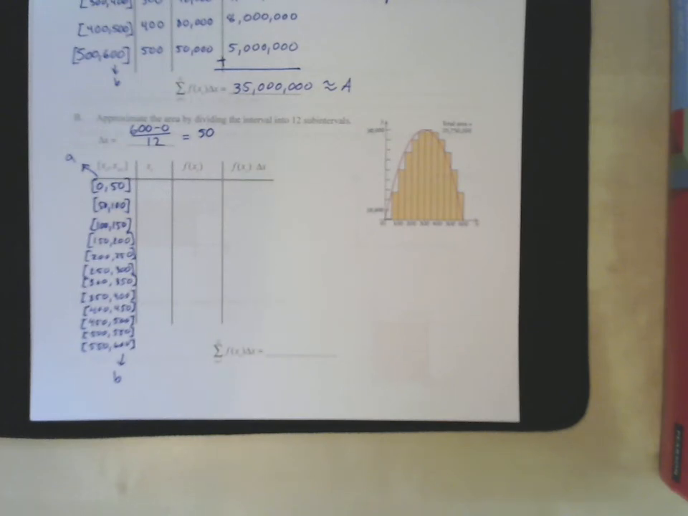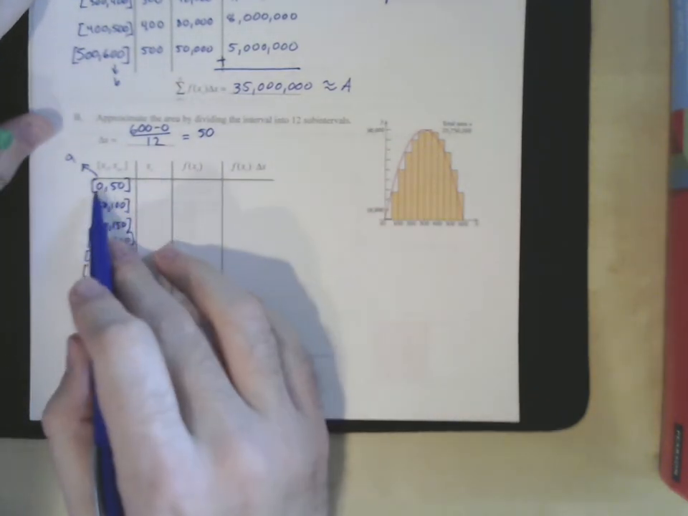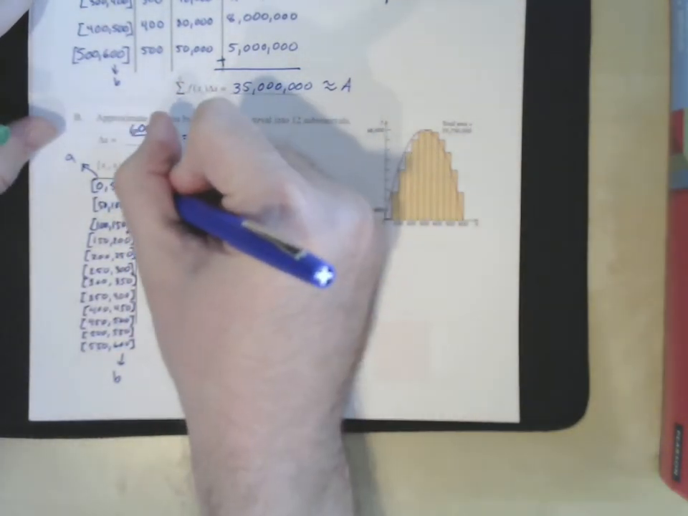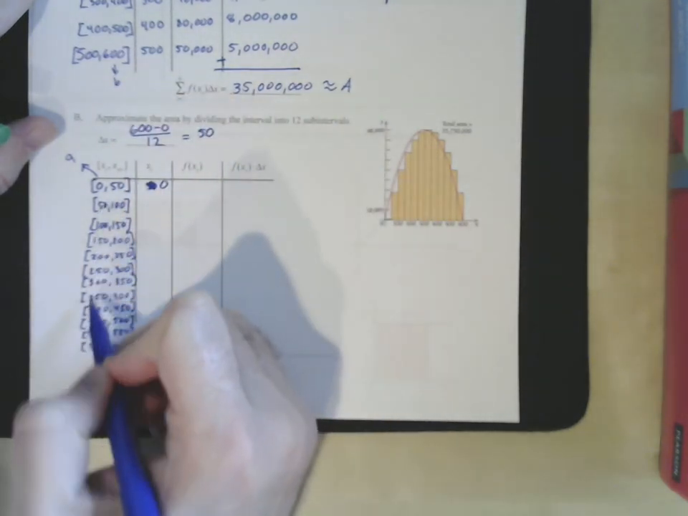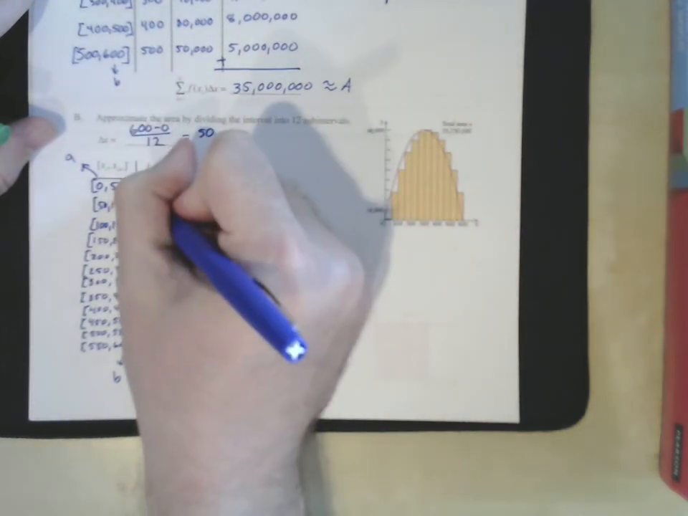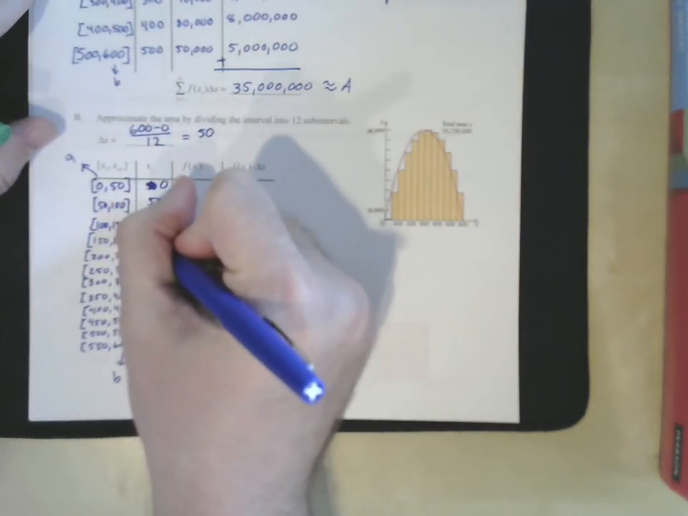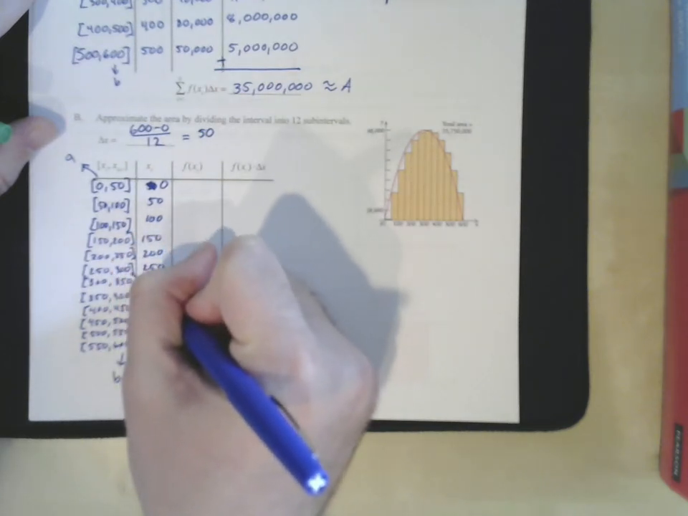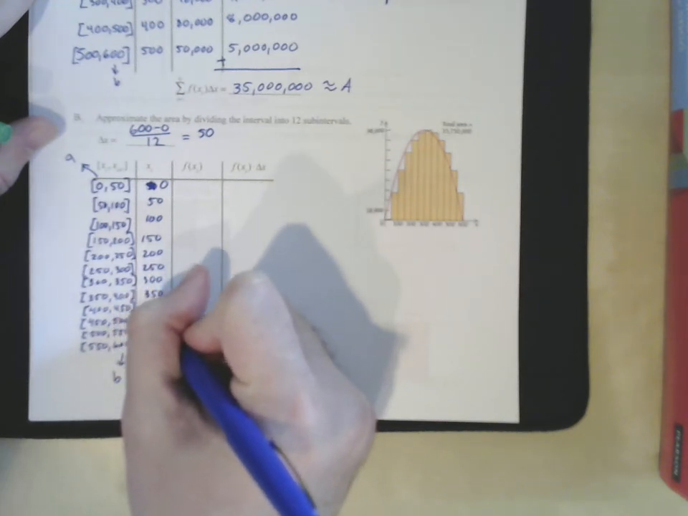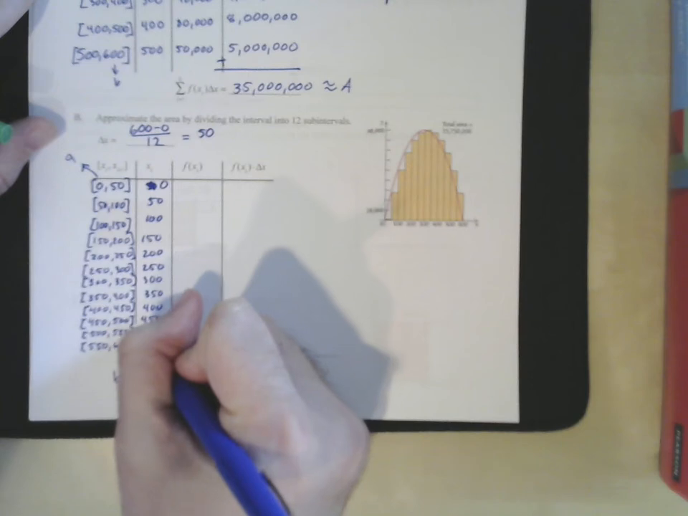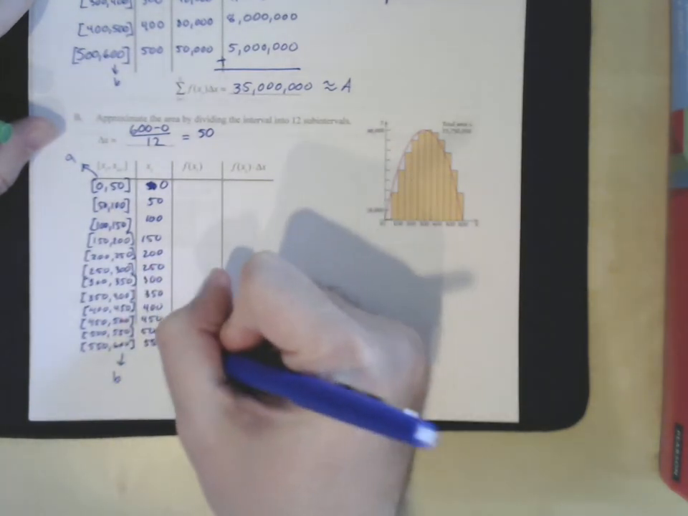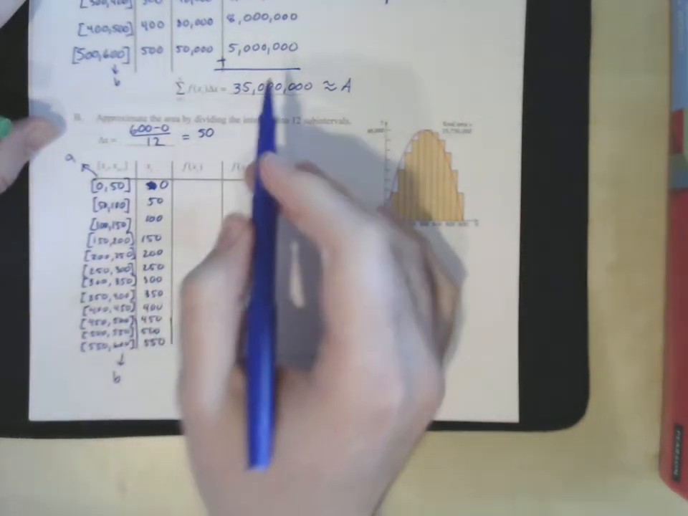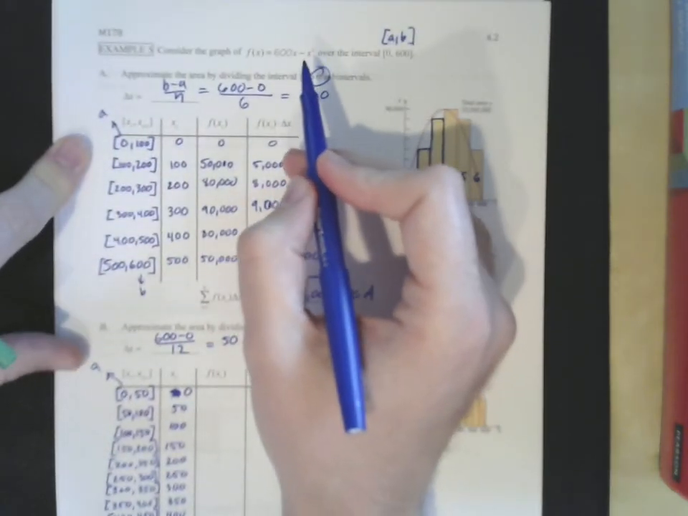So now we look at our values. For x sub i, it's the first number in your interval, and that's what your x sub i is. So this is 0, 50, 100, 150, 200, 250, 300, 350, 400, 450, 500, 550. And then it's just plugging these values back into our function, way up here, 600x minus x squared.